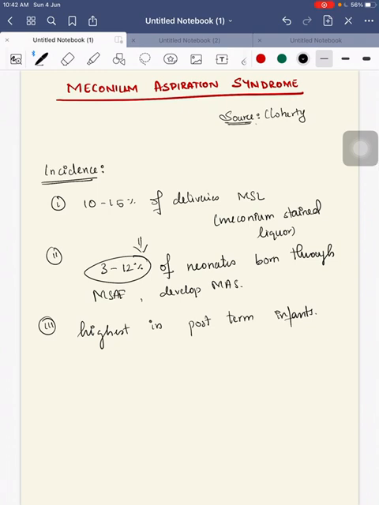So what is meconium? What does it contain? Meconium is a sterile, thick, black-green, odorless substance. What are its components?